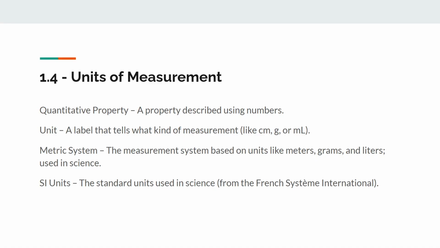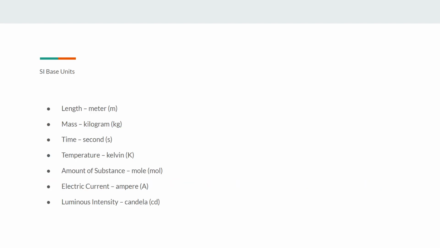A metric system is just a measurement system based on units, like meters, grams, and liters, which are used in science. The standard units that we use in science are actually from the SI units, from the French Système International. You don't have to know that. Just know that we use these units that will be displayed in the next slide here. So first, for length, we use meter. For mass, we use kilograms. Time, we use seconds. Temperature, we use Kelvin.